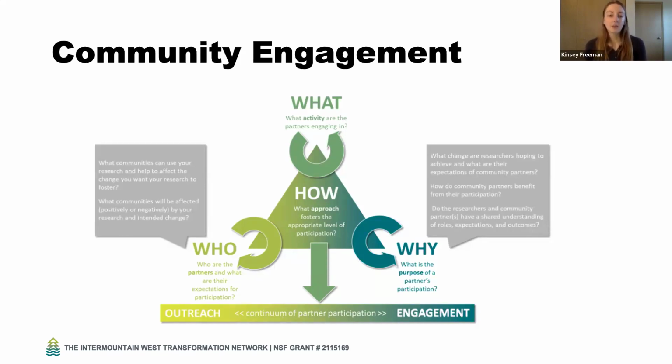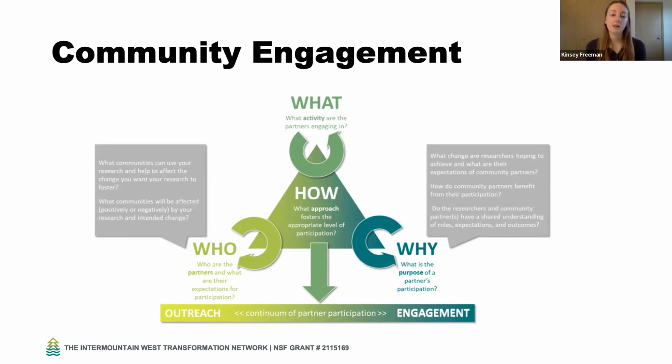Other things to think about within this framework is the why. So what is the purpose of the research? How does the community want to engage? What resources do they have to engage? And how can you work within that? And do your goals align as well?